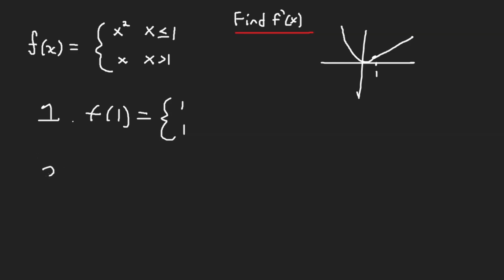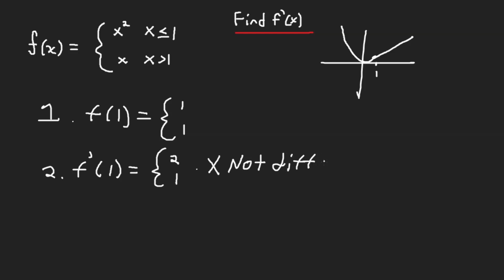But now we need to see if it is also differentiable at 1. So we'll just go f prime of 1 equals. We'll take the derivative of each. The derivative of x squared is 2x, and if we plug in 1 for x, that's just 2. And the derivative of x is just 1. We'll see that 2 and 1 are not equal to each other. So therefore, it is not differentiable at x equals 1.